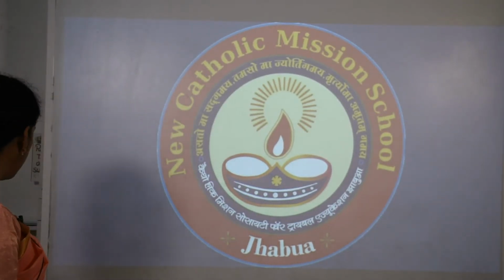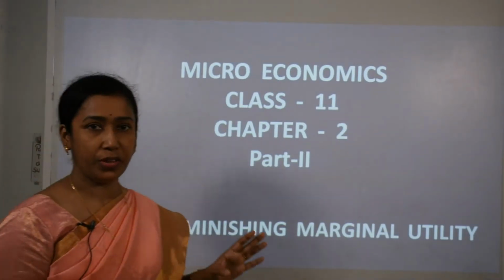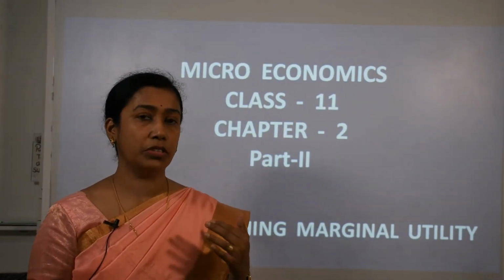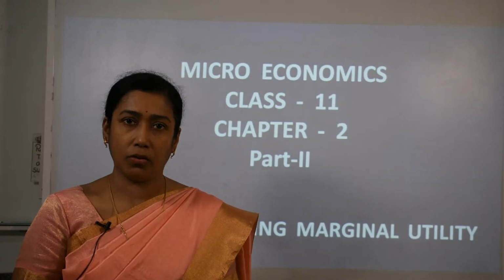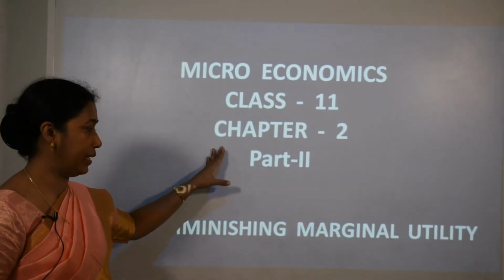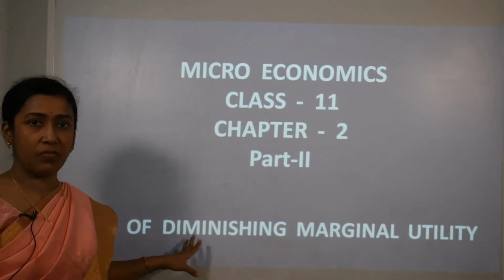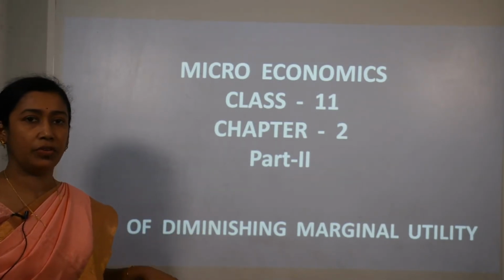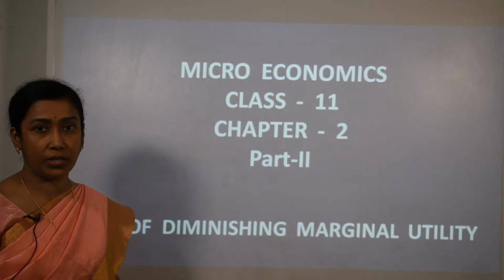So dear students, as we have discussed chapter first in our previous videos, now this is chapter second, which we have started already. This is part second, or second video, of chapter second, that is consumer's equilibrium. In today's video we will discuss the law of diminishing marginal utility.